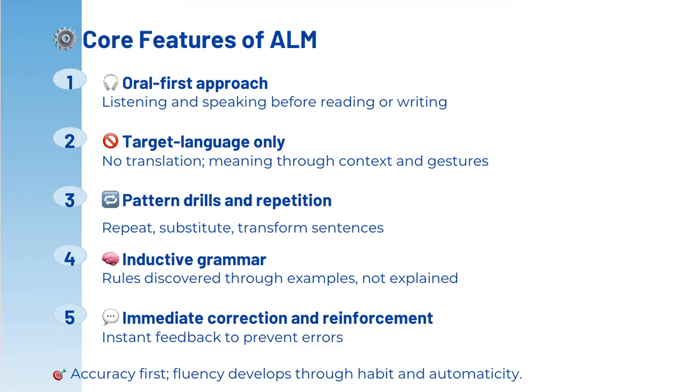Fourth, grammar is inductive. Students discover rules through examples instead of direct explanation. Finally, there's immediate correction and reinforcement. The teacher corrects errors right away and praises correct answers. The focus is always on accuracy first, and fluency develops later through habit and automaticity.